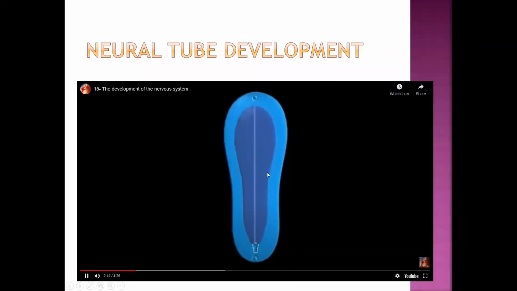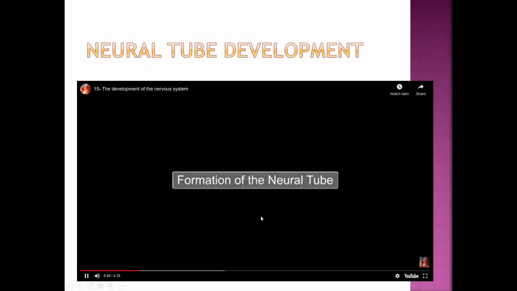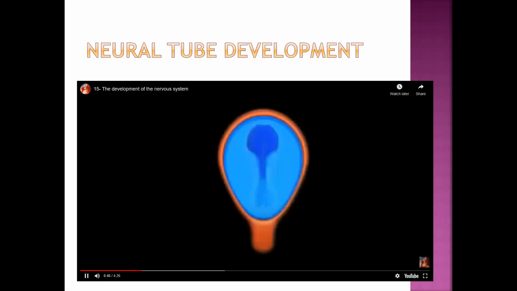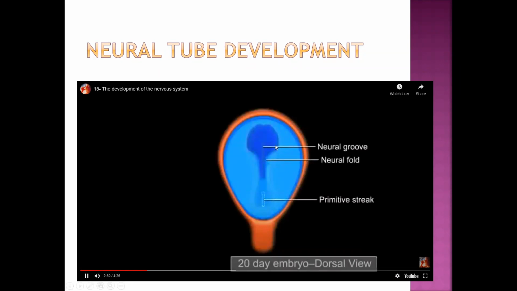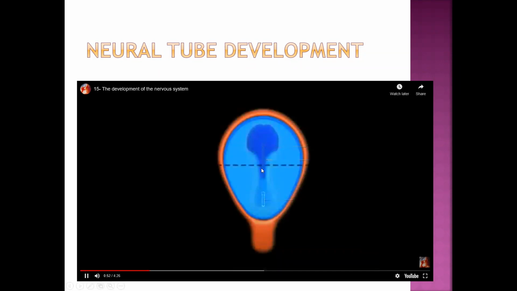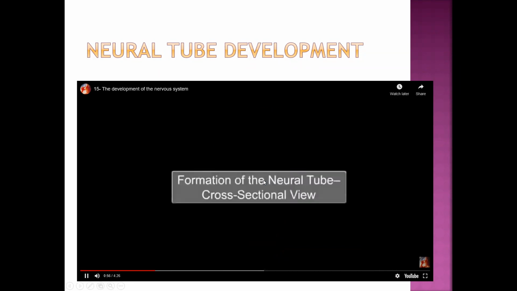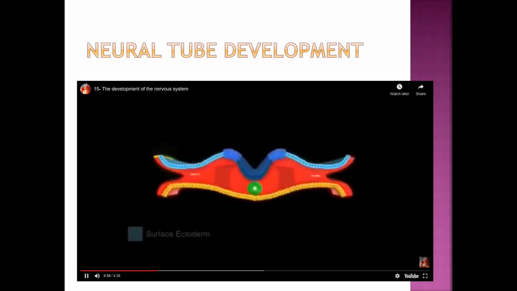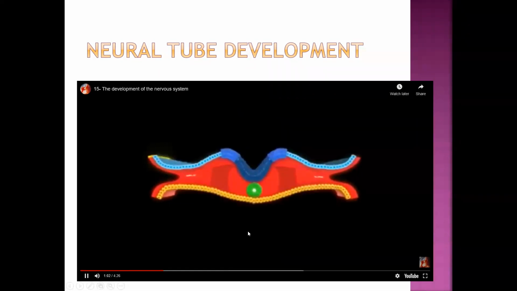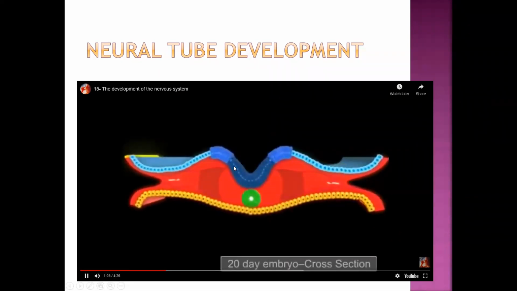We're going to be about day 14 in here, and so we're going to get, or day 20 actually, a week later. So we're going to get the folding, remember? We're going to get that groove that's going to develop down the back of you. We're going to look at you on cross section. All right, so here is your back. This would be your abdominal cavity down here. Eventually your abdominal cavity, it's not there yet.